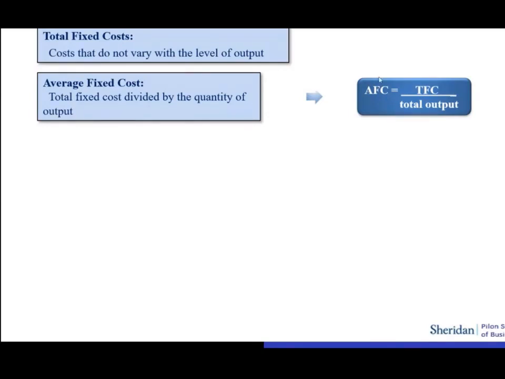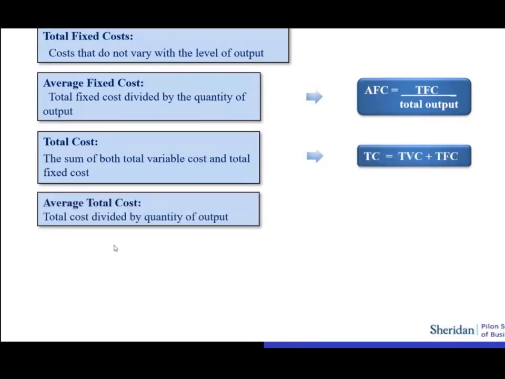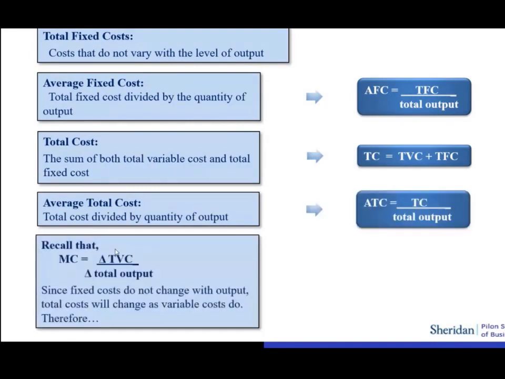And this, of course, is always going to fall. This is constant. It doesn't change with output. So it's just a fixed number, and then if you constantly divide it by a higher and higher number, it's going to fall, right? So of course, total cost is just the sum of total variable and total fixed costs. And average total cost is just the total cost divided by total output.